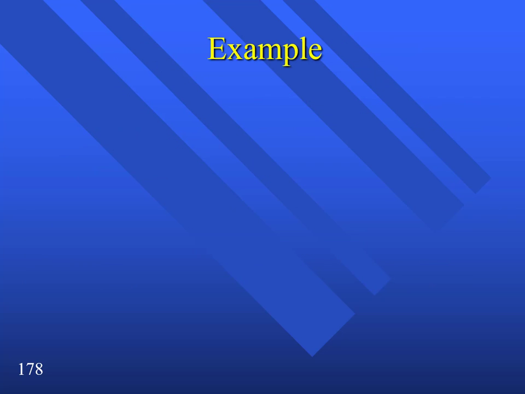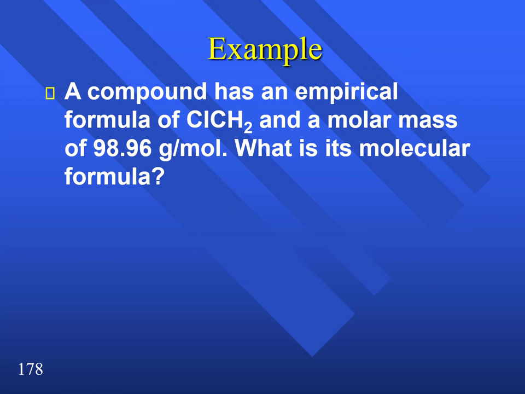It's pretty basic. Let's see what it looks like. The compound has the empirical formula of ClCH2. A molar mass of 98.96 grams per mole. What is its molecular formula? So, the ratio, I got Cl, C and 2 H's, sorry, C and 2 H's.